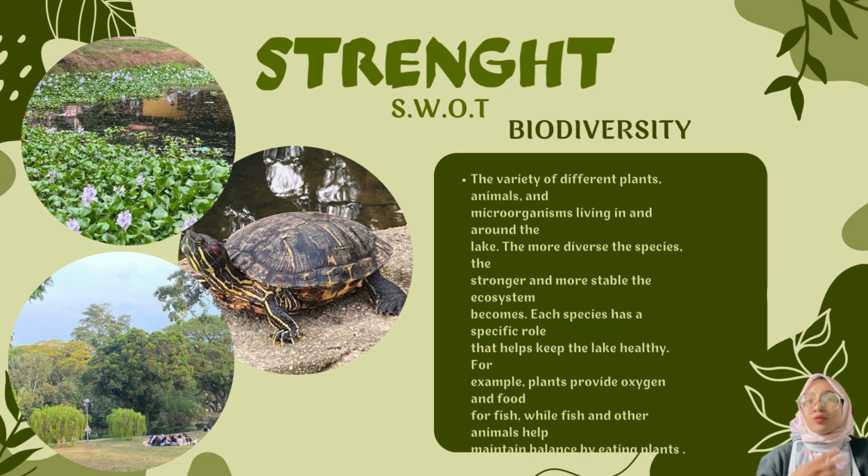For example, plants provide oxygen and food for the fish, while fish and other animals help maintain balance by eating the plants. A diverse group of species can better handle changes in the environment, like pollution or climate change, because different species can survive in different conditions. This balance makes the lake ecosystem stronger, allowing it to thrive and support all the creatures living there.